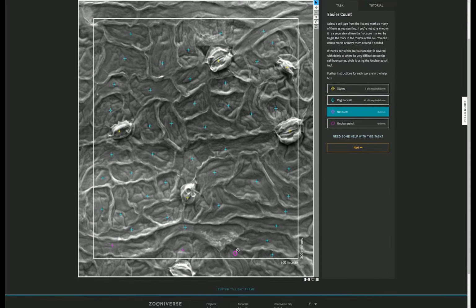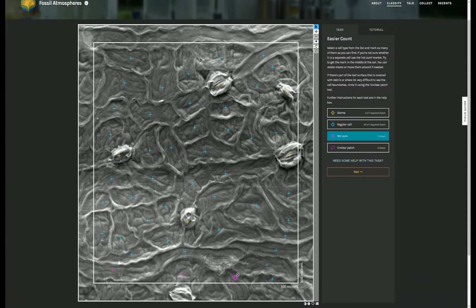With all that said and done, I think this one's looking pretty good. See, that's another unsure spot because that could be a wall right there. I'm not sure about that as well, so I'll mark that unsure. Thankfully, we didn't have to use the unclear patch. The unclear patch just gets a huge area, but we don't need that because we actually got everything done.